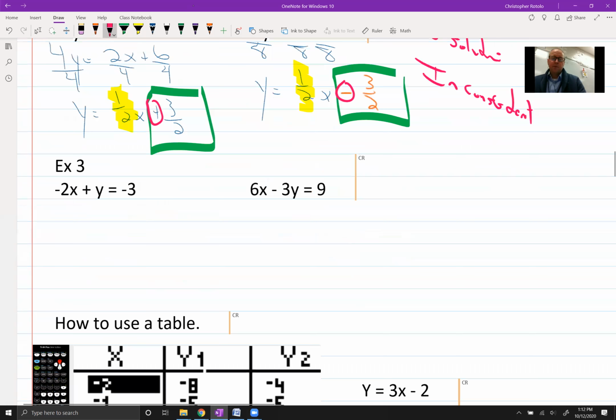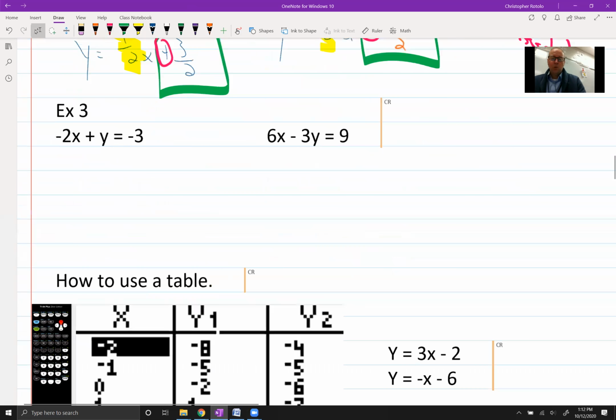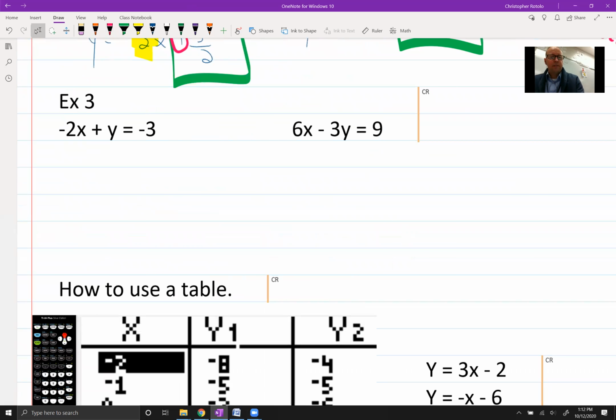All right, let's see what happens with the last one. Will we get all real numbers? I don't know. Let's see. All right, so we've got to add 2x, right? So y equals 2x minus 3. That one's done. And let's take a look at this one.